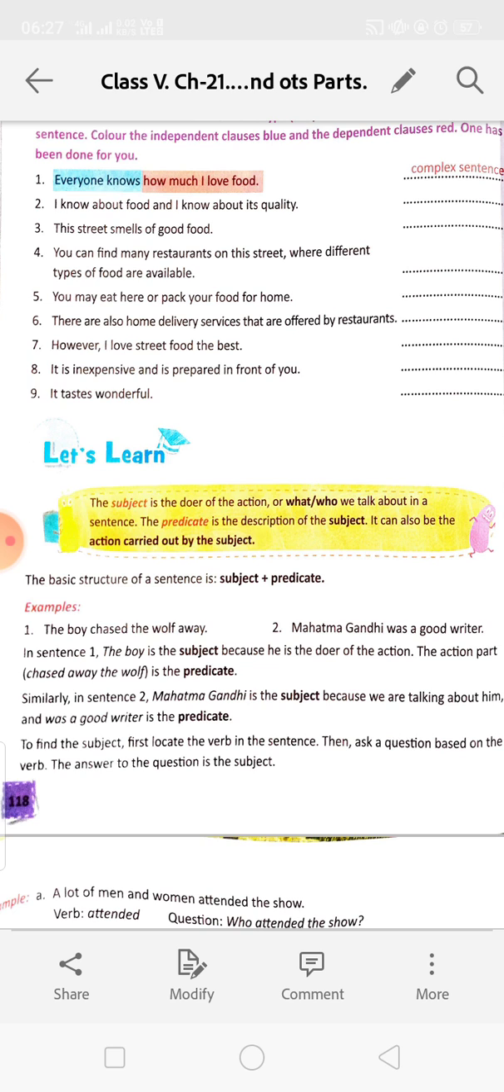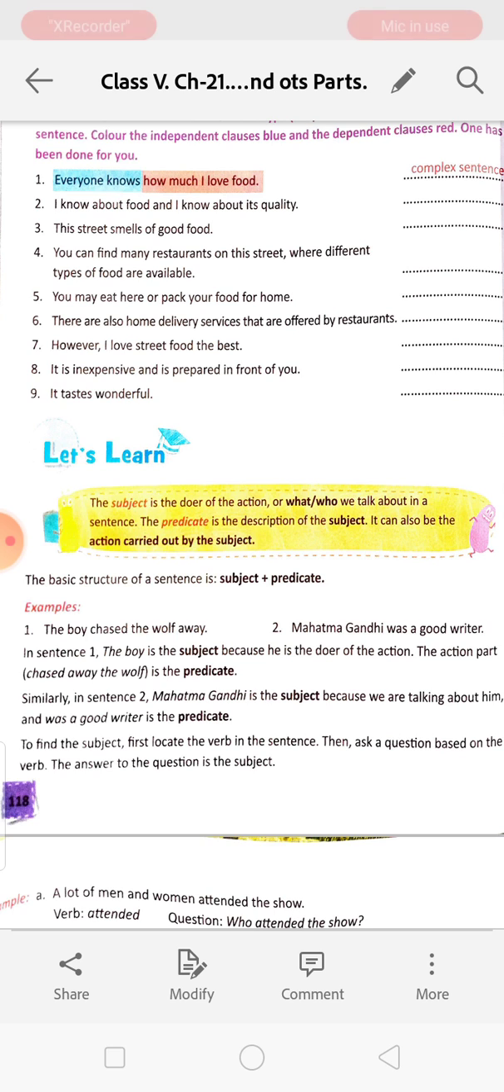And predicate means what he is doing. That means the predicate is the description of the subject. It can also be the action carried out by the subject. For example, Shiva is a good boy. Shiva is the subject because we are talking about Shiva, and is a good boy is information about Shiva. So is a good boy is the predicate.